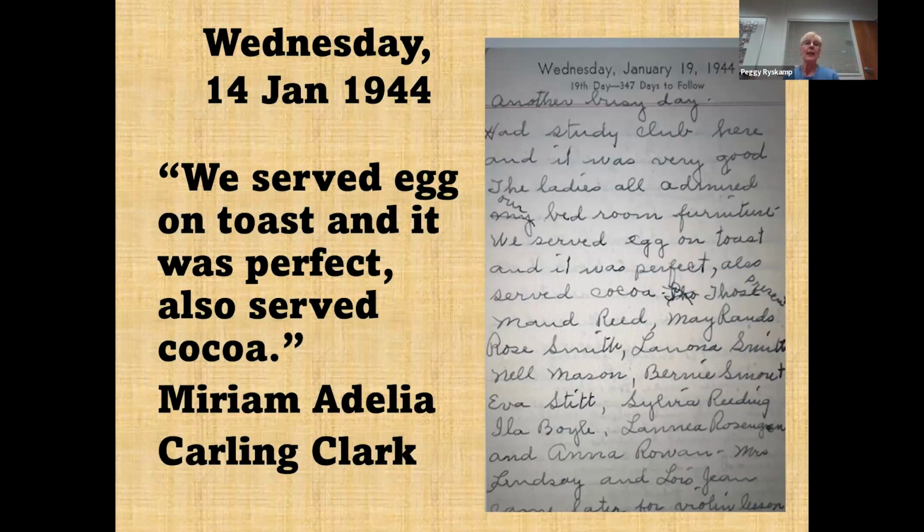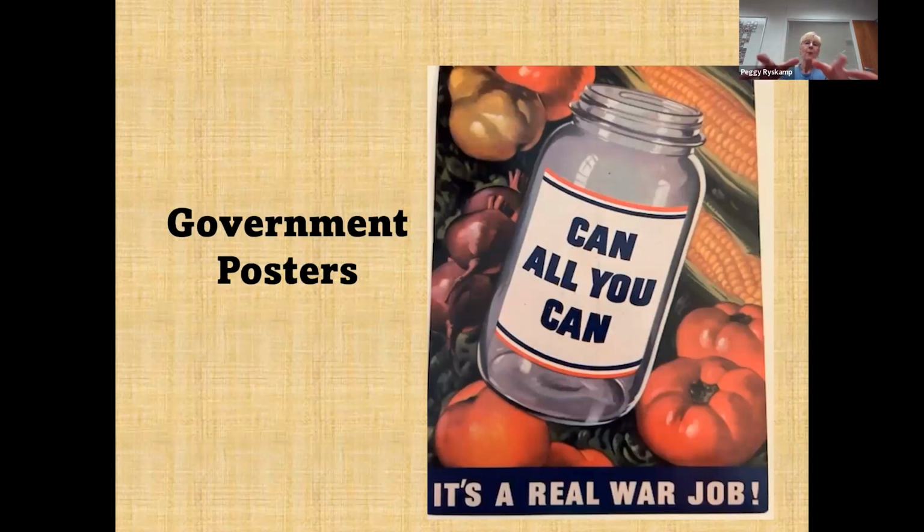You notice this journal entry is dated the 14th of January, 1944, which was straight in the middle of the war. And they had been rationing for a long, long time. So you can imagine that by then, egg on toast with cake and cream and a canned peach would have tasted perfect for them. Another thing that brought to mind is that I have lately come across a collection of old government posters, and one of them from the United States in the 1940s says, "Can all you can," with the addition, "It's a real war job." And it makes you realize that that's literally what my grandmother was doing, canning those peaches. They were not fresh. They had been canned. And that was how they were making do during the war.